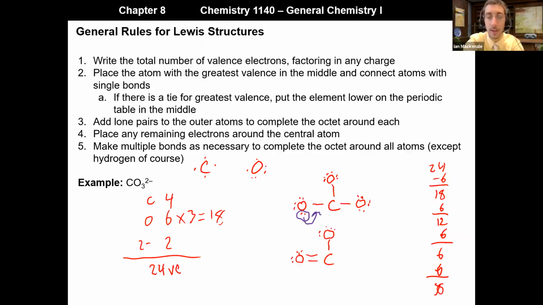And then we can see that carbon is now satisfied. Carbon now has 4 bonds. Each bond has 2 electrons in it, so carbon now has 8 valence electrons around it. And each of the other oxygens still has 8 valence electrons around it as well. And so we could draw something like this as a valid Lewis structure for CO3 2-.